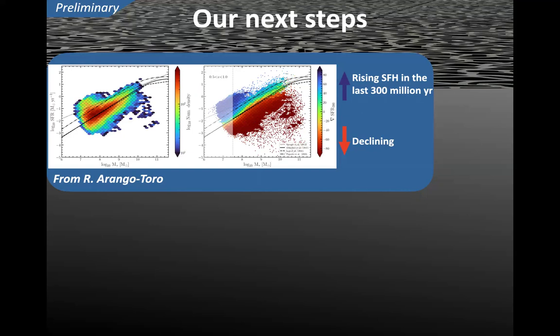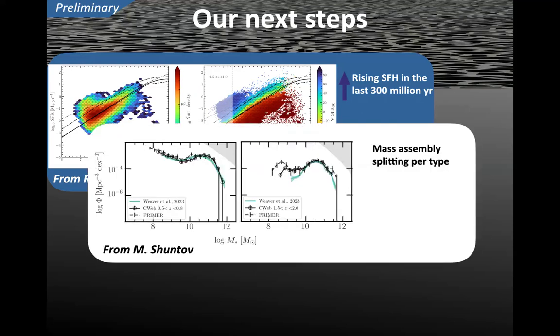I don't have the time to explain, but we are looking at the mass assembly split per type. So that's the mass function again, for the passive galaxies. That's work by Marco again. And you can see this mass function for passive galaxies, oh, I didn't put the redshift range. Ah, yes, here: 0.5, 0.8, 1.5. And you can see this nice shape of the passive galaxies. For me, that's really impressive.